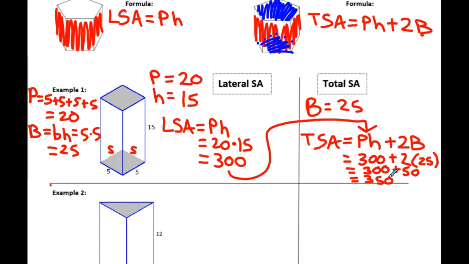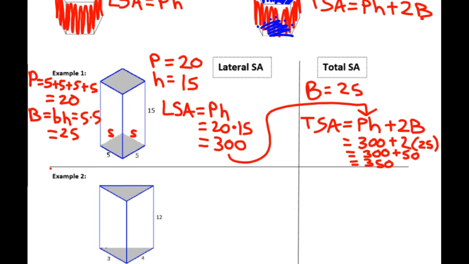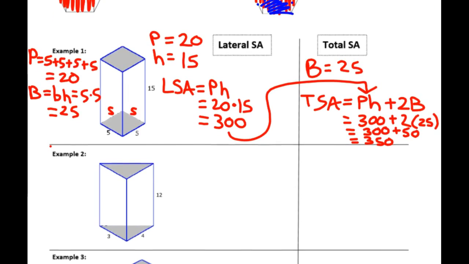Next one. This next one is the one most people miss. Not because it's super hard, but just these little things that sometimes we forget. So, very similar, except we have a triangular base. A triangular prism. Same idea. Let's start with P and H. Let's find the perimeter of the base. What's the perimeter of this base? How do I figure it out? Can I find the perimeter?